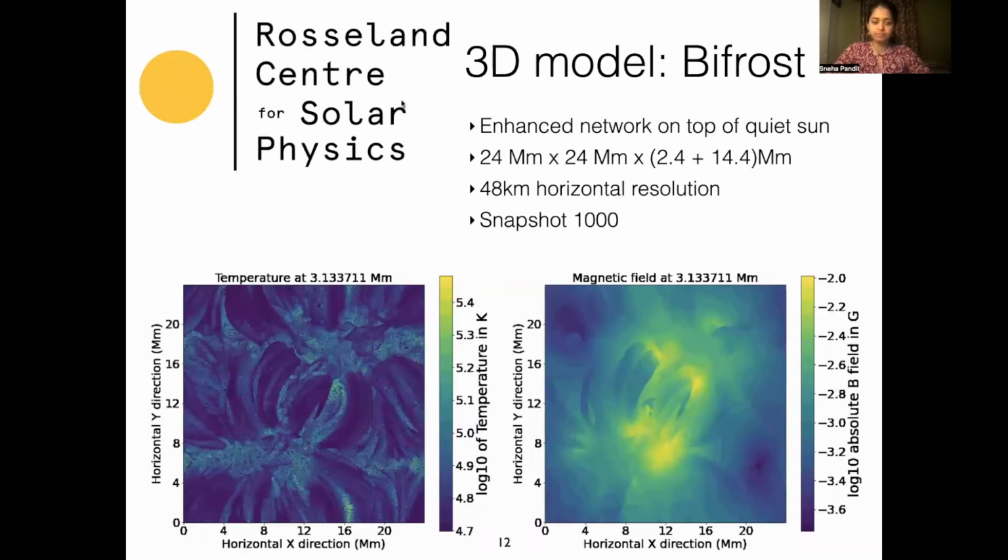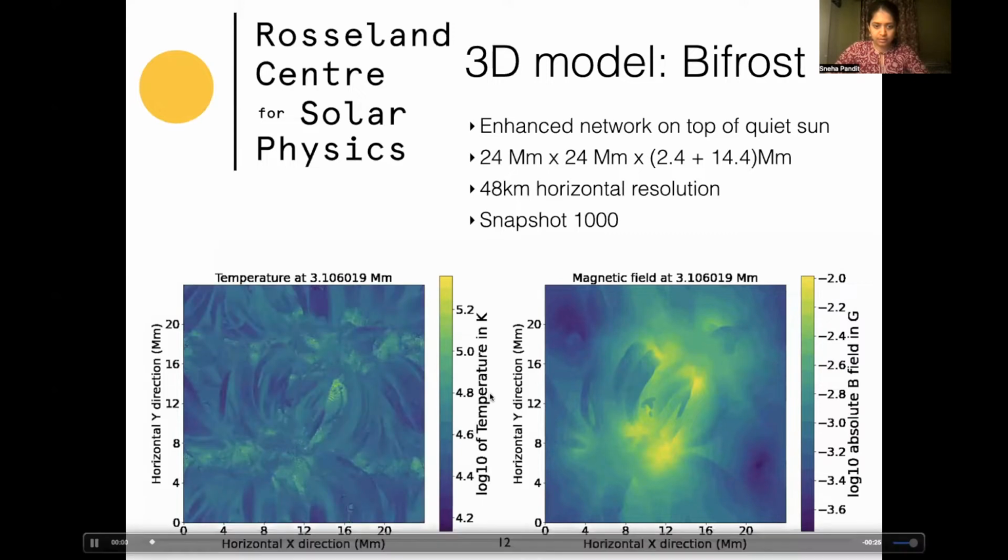Now, in my study, I've used the 3D model Bifrost, made in-house at the Rosseland Centre for Solar Physics. It is a model which has a quiet Sun background and magnetic loops on top of it. It is 24 megameters by 24 megameters in the horizontal directions, and it goes 2.4 megameters inside the photosphere and 14.4 megameters above the photosphere.